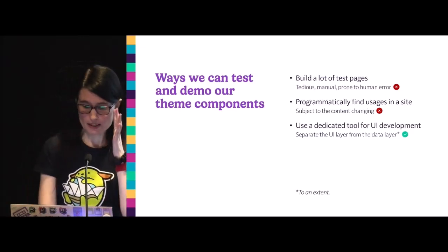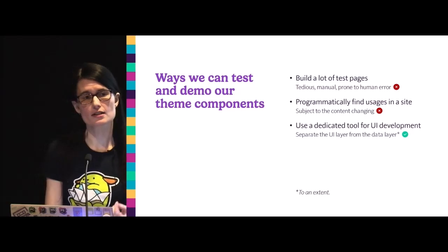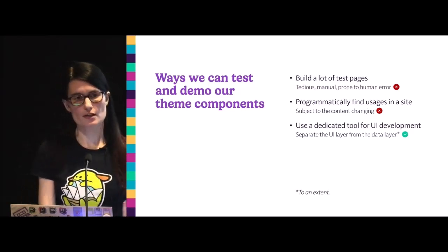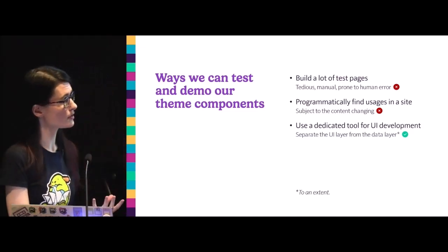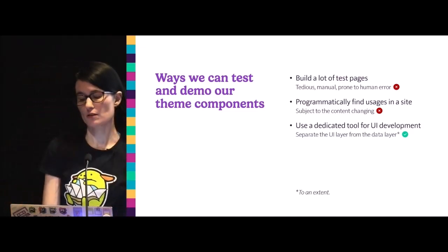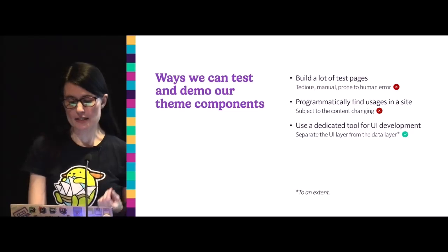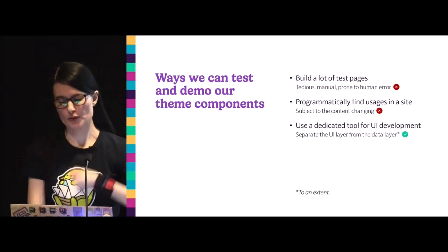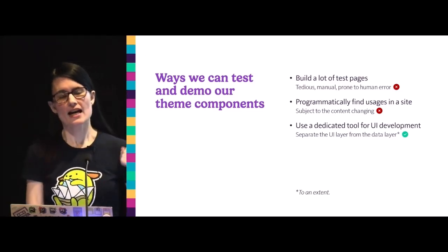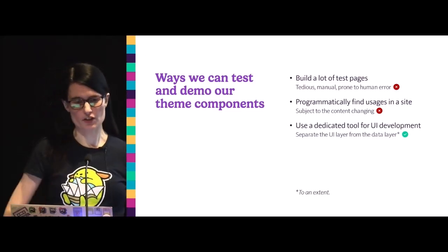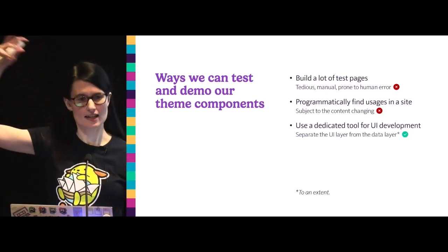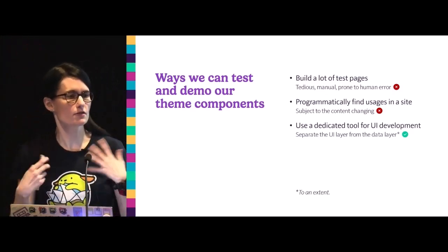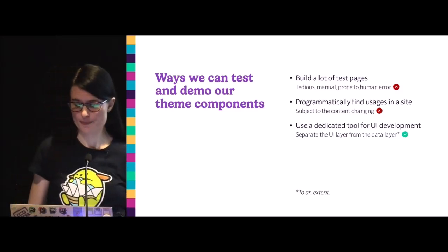We can programmatically find usages in a site. I did that in one of my previous agency jobs. We used Advanced Custom Fields flexible content modules. It was when Gutenberg was still super young, and we had not adopted it. I went through all the pages and found a use of each module and output that on a page. But at scale, that becomes really inefficient. That page is massive, takes ages to load and process, and it might not actually capture every variation. It's only the ones that are currently in use.